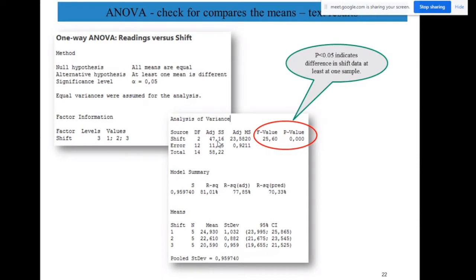The sum of square is calculated using some calculations. We will not go into that calculation part because here we have to learn Minitab. That is our objective. Just understand that the between group variation, that is the sum of square, is 47.16, and between group plus within group gives you the total variation.